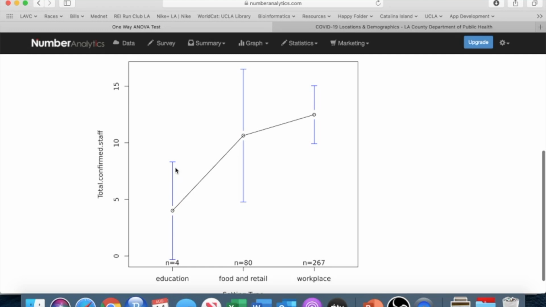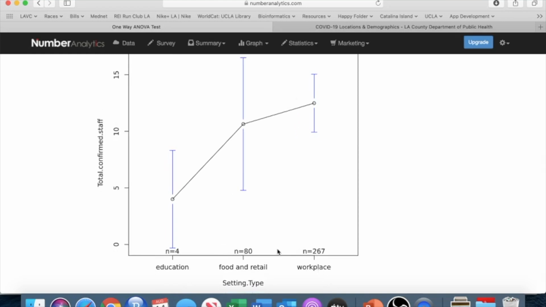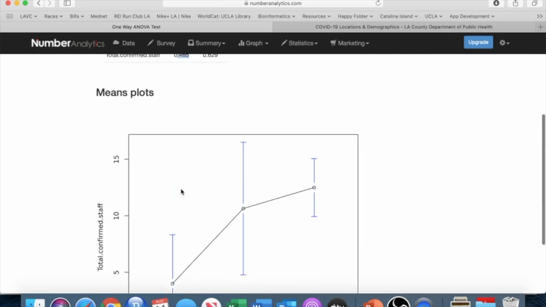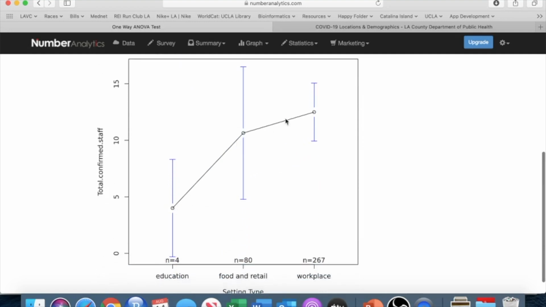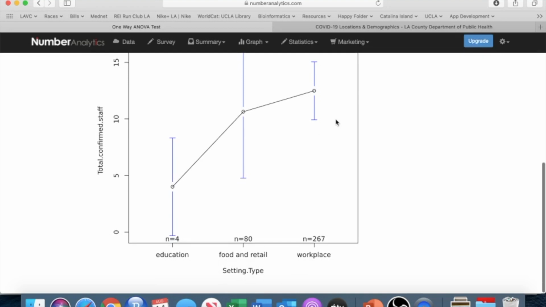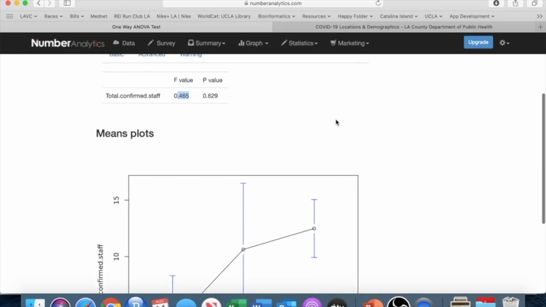variance, variants, I forget what these are called, but you can see that the means between my groups, so I have education, food and retail, and workplace, the setting type, they don't differ between each other. They don't significantly differ. That's what this F value is telling us. So you can look at the means, and even though they're different, they aren't significantly different from each other.